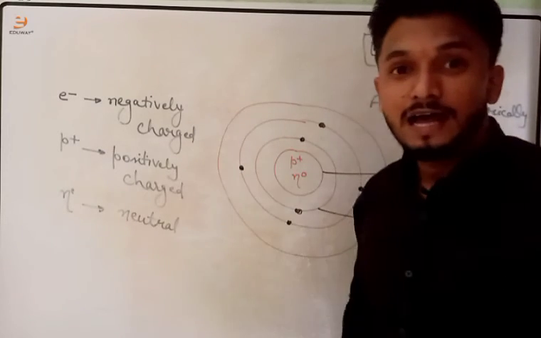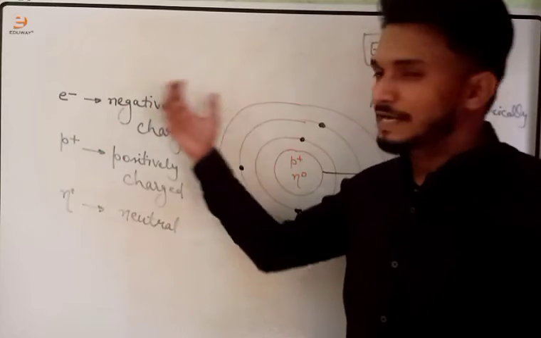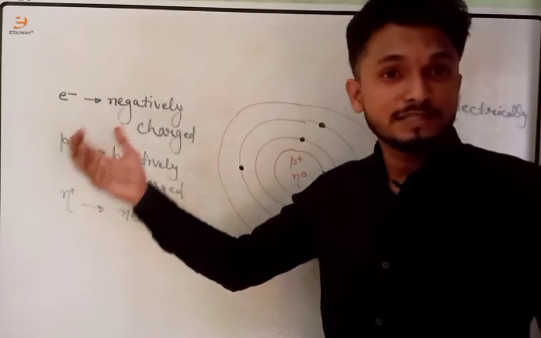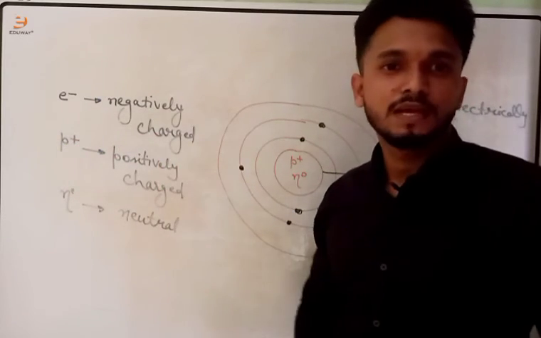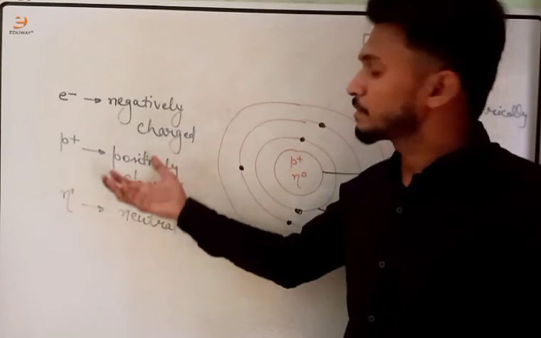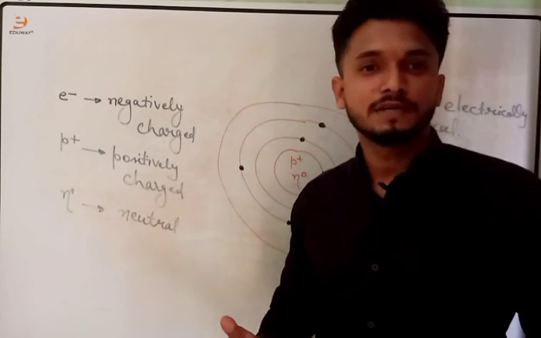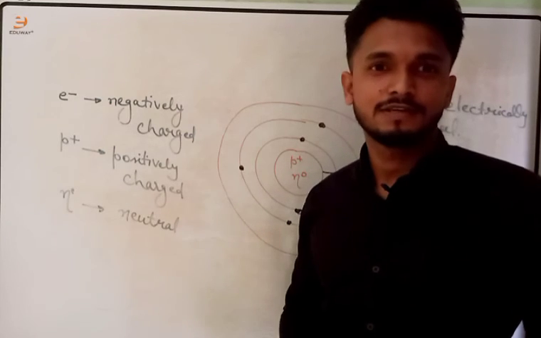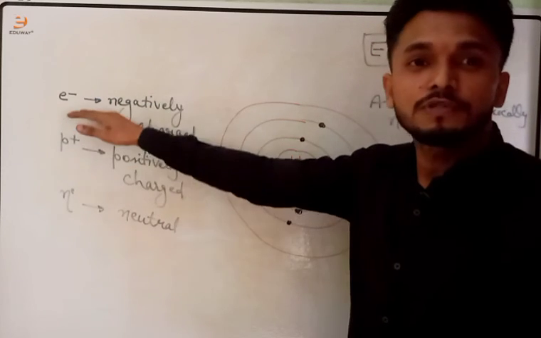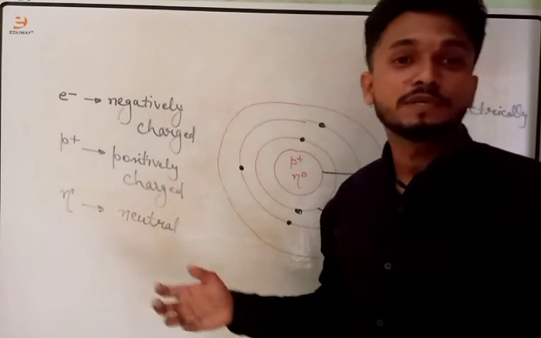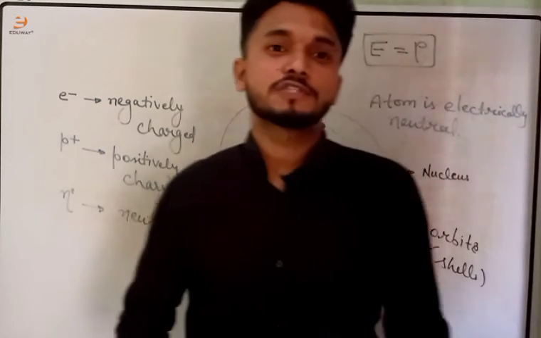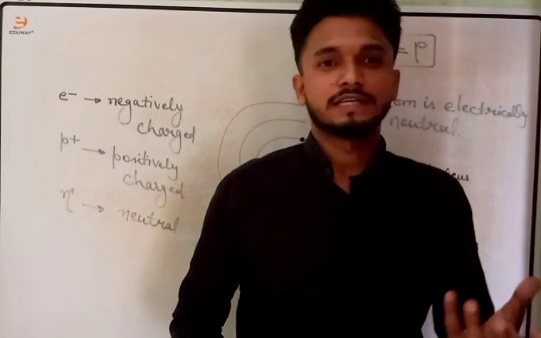Now, as in a society, when the number of bad guys increases, society becomes somewhat negative. When the number of good guys increases, the society becomes somewhat positive. In the same way, if the number of electrons in an atom becomes more than the number of protons, the atom becomes negatively charged. And in a similar way, if the number of protons is more than the number of electrons, then the atom becomes positively charged. The negatively charged atom is called an anion, and the positively charged atom is called a cation.